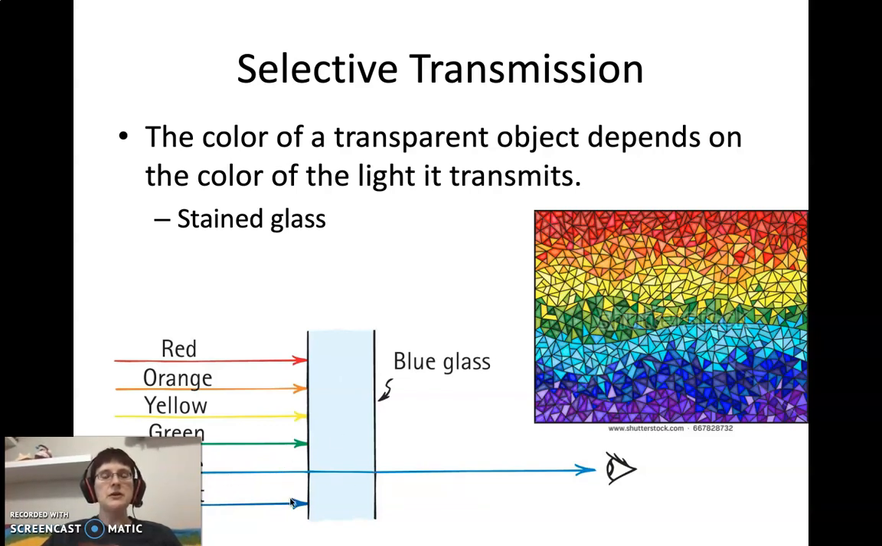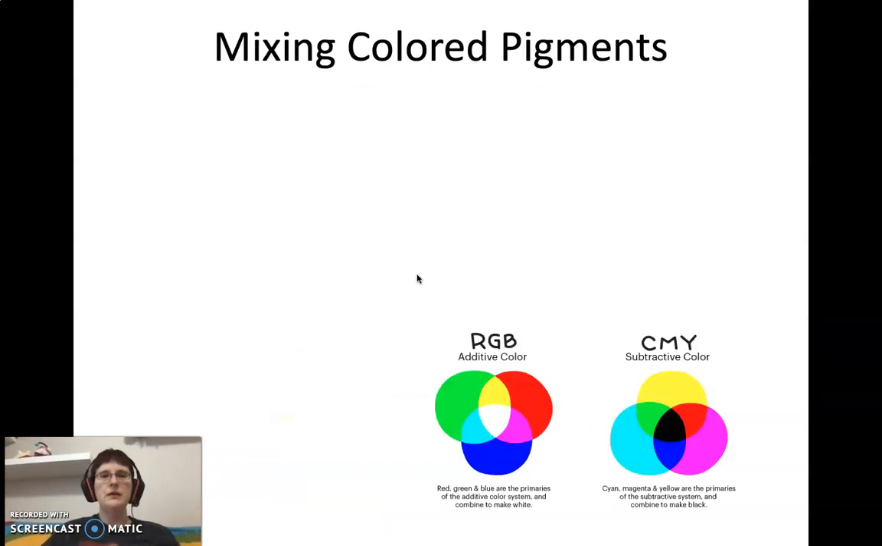All of the other ones are going to be blocked, and so this is blue glass, and it's going to appear blue because that's the frequency that's allowed to pass through it. So up here you've got ones that are allowing red frequencies, orange frequencies, and so on. So very much like selective reflection, just we're looking at transmission now, allowing that frequency through the object rather than bouncing it off.